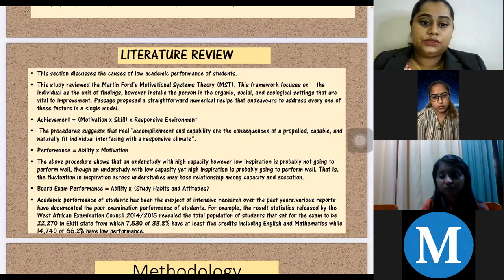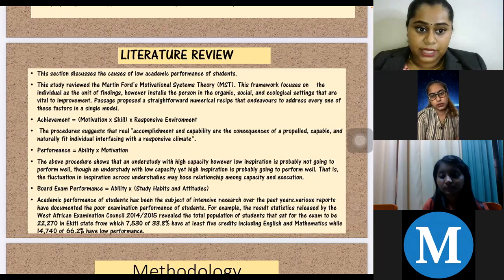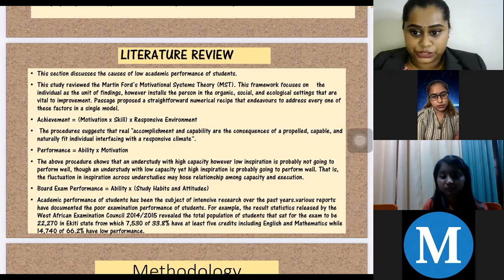Achievement equals motivation times skill times responsive environment. The process suggests that real accomplishment and capability are the consequences of a proper, capable, and natural fit of an individual interfacing with a responsive climate. Then comes performance equals ability plus motivation. The above formula shows that a student with high capacity but low motivation is probably not going to perform well, whereas a student with low capacity but high motivation is probably going to perform well. That is, the function of motivation across students may moderate the relationship between capacity and performance.